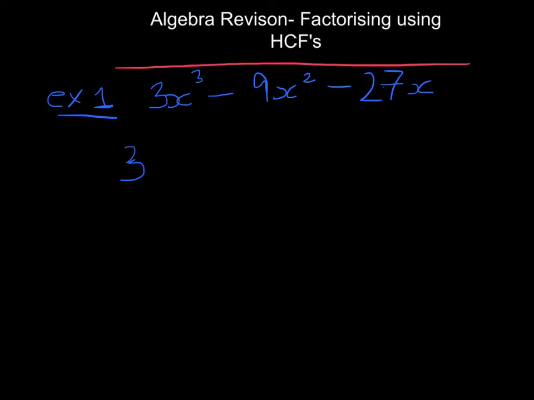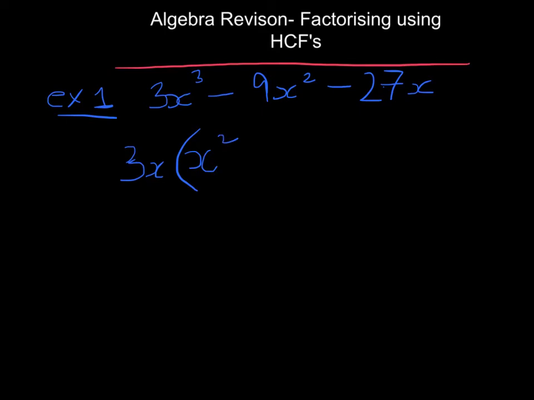So I'm actually taking out 3x as my highest common factor, and then I take that out of the first one. Remember, when taking out, I'm just dividing. So 3x cubed divided by 3x: 3 cancels with 3, and for x cubed, I'm minusing one from the index because I've got one x there, so that means I've got x squared.